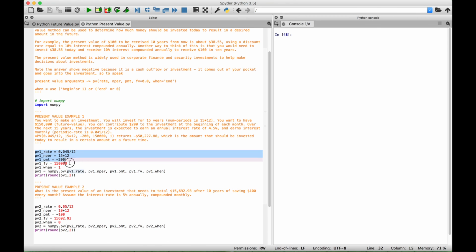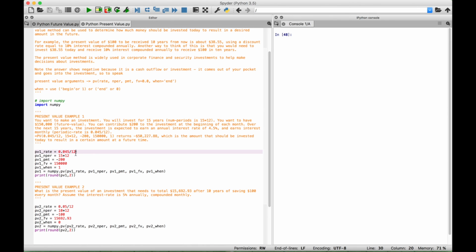Okay, so let's go over our arguments. As we mentioned in our example, the investment is expected to have an annual interest rate of 4.5%. But we can't just put in 4.5% here for our rate because the investment earns interest on a monthly basis, or it compounds on a monthly basis. So in order to get the correct rate, we take that 4.5%, put that in as a decimal, 0.045, and since that earns interest on a monthly basis, we divide it by 12.